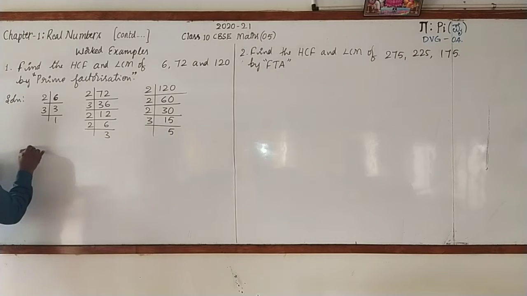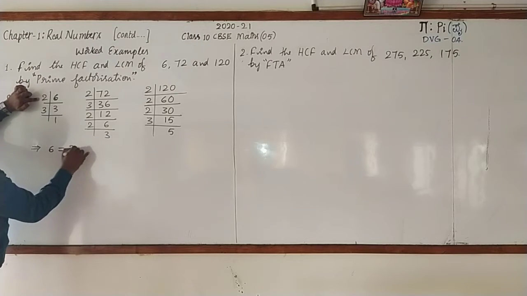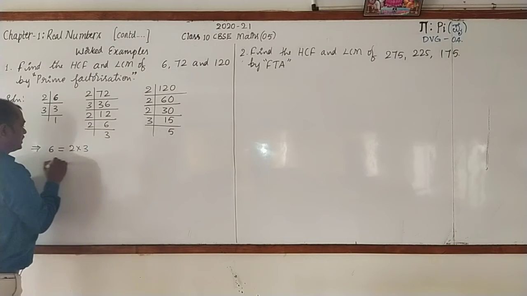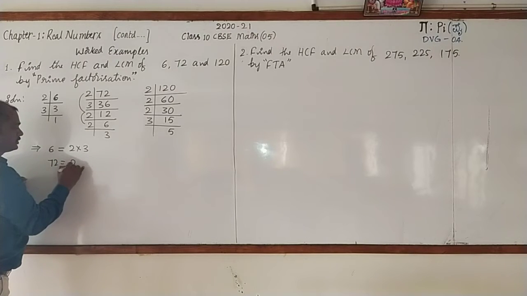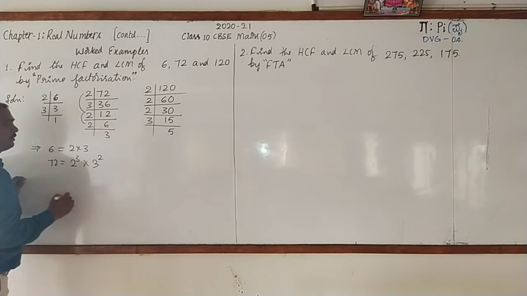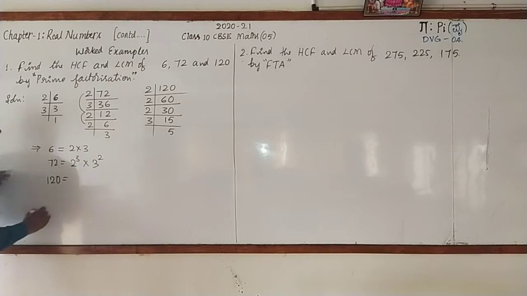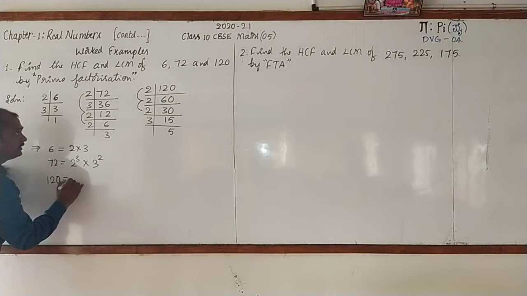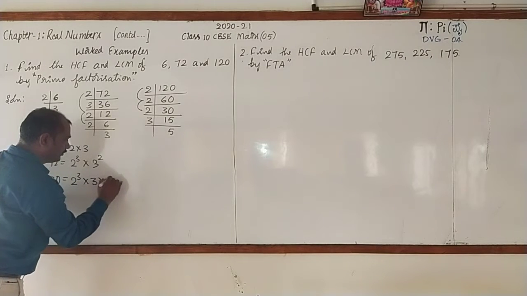Now, let us go for listing the prime factorization of each number. 6, what is that? It is 2 into 3, the 1 may be written or may not be written. Next, 72, observe, 2 is repeated 3 times, so 2 raised to the power 3, and 3 is repeated 2 times, so 3 raised to the power 2. Next, 120. 120 can be written as 2 raised to the power 3 into 3 into 5.